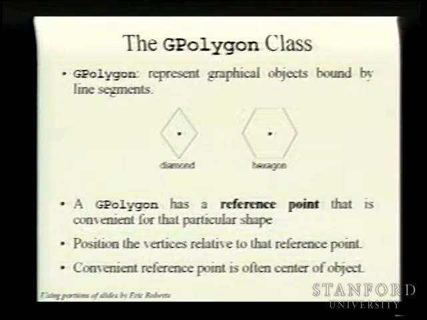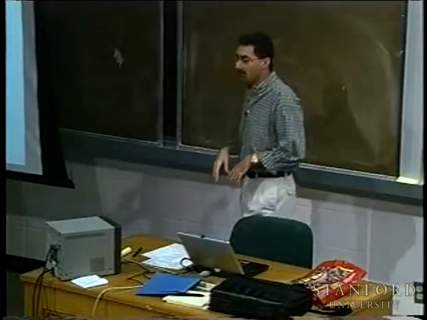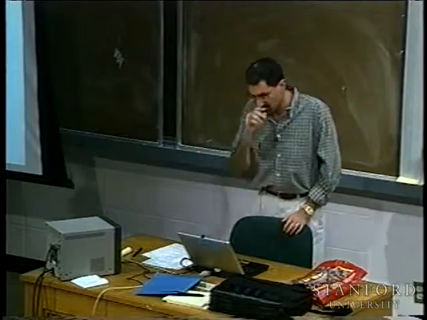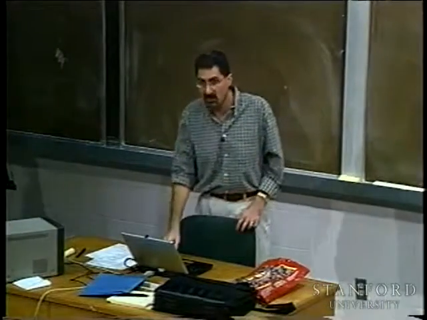Okay, it just turns out, it doesn't have to be, right? You could actually have your reference point be the upper left corner of the bounding box or whatever you want. You just got to make sure that when you tell it what the vertices are, you lay them out in the right order. But oftentimes the center of the polygon, if it's a regular polygon, which means it's symmetric all around, then the center is often easiest. So I'll show you some examples of how you actually construct one of these GPolygon objects.